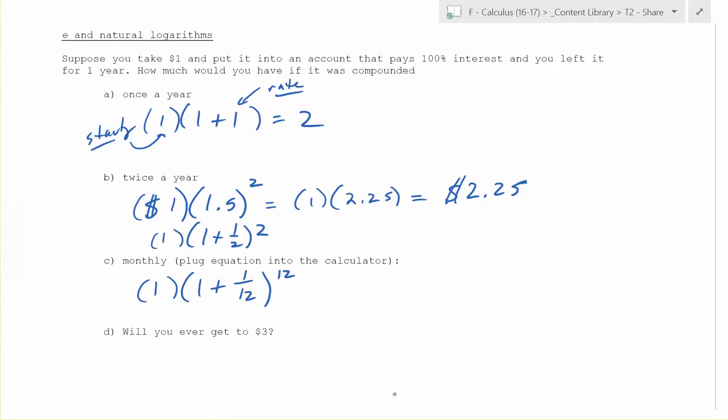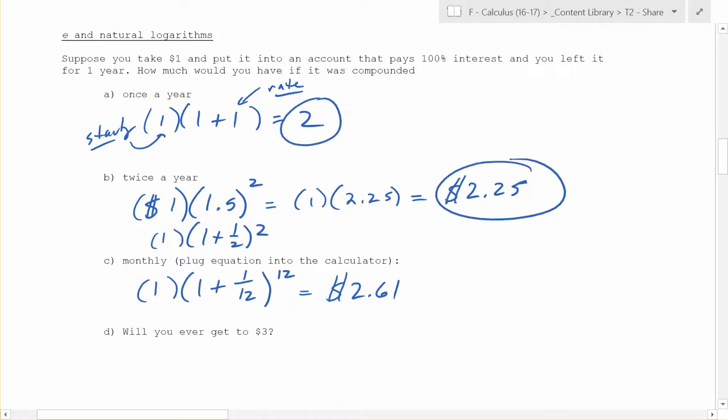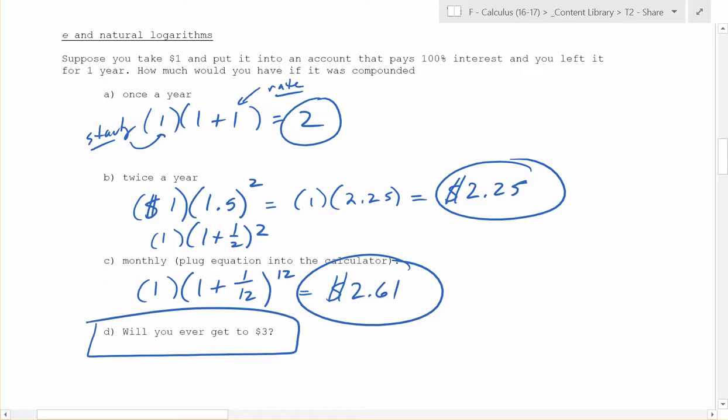2.61. Okay, so what's happening here? We had $2, then 2.25, then 2.61. Do you think you'll ever get to $3? You only have 1 year. Basically, can you compound enough? Continuously. Well, let's see. What would be next after monthly if we did this logically?